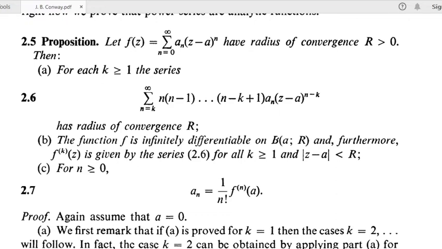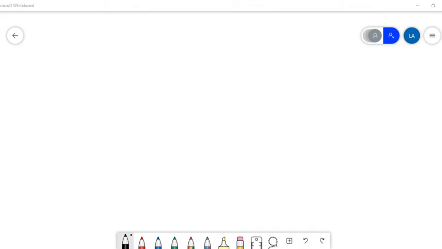We have to prove that for every k greater than or equal to 1, the series given here, which is equal to summation n is equal to k to infinity, n into (n minus 1) etc. (n minus k plus 1) into a_n into (z minus a) the whole raised to n minus k, has the radius of convergence capital R. So we have to prove this theorem. So let's see how we can prove it.